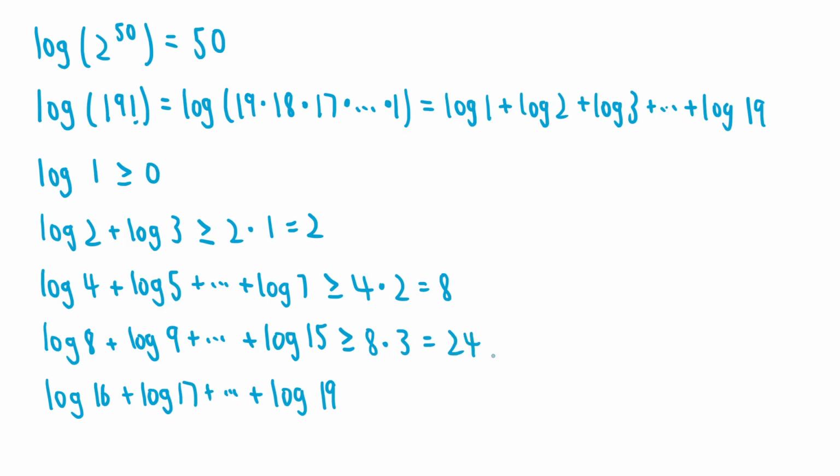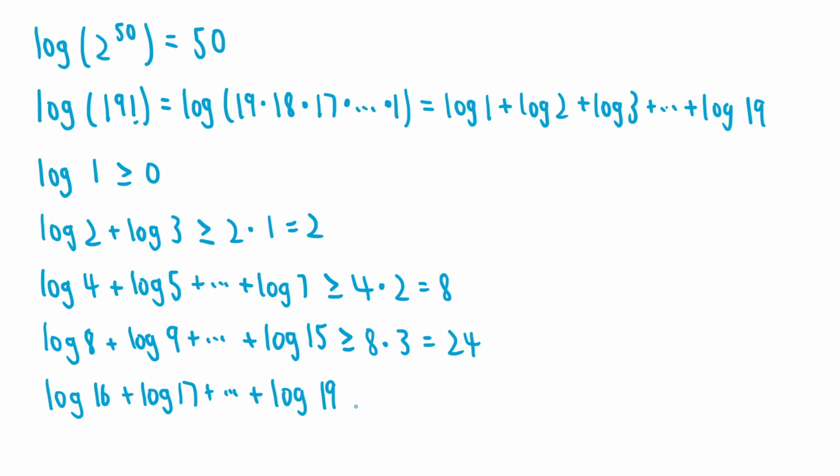For the last group, I'm going to do something a little different. So log of 16 is equal to 4, so every term that follows it in the sum is greater than or equal to 4. So we can say that log of 16 plus log of 17 and so on until plus log of 19 is greater than or equal to 4 times 4, since there are 4 terms and each term is greater than or equal to 4.